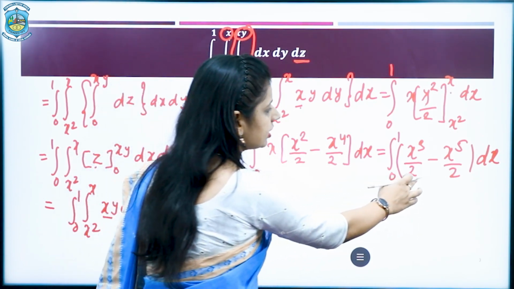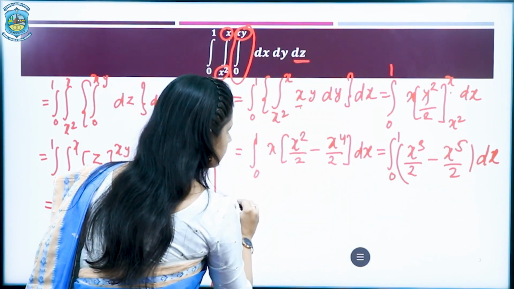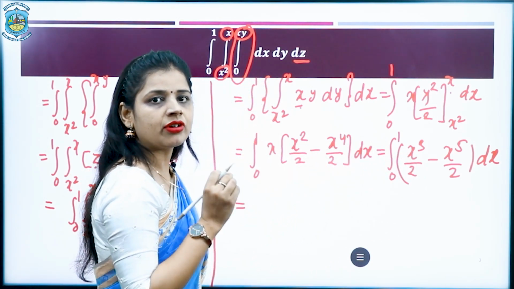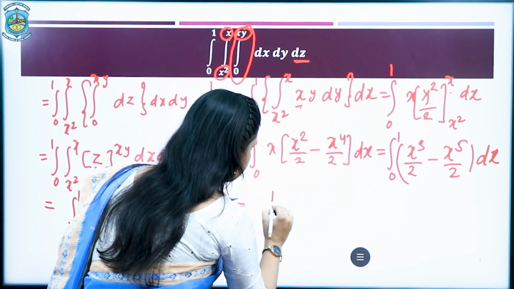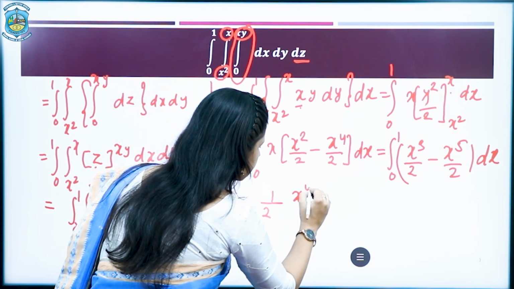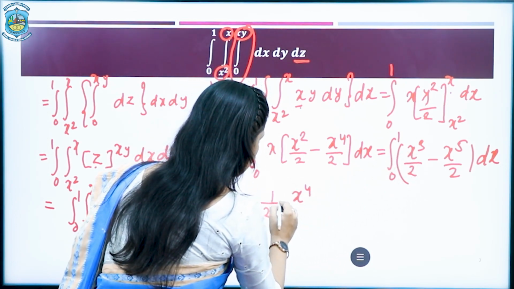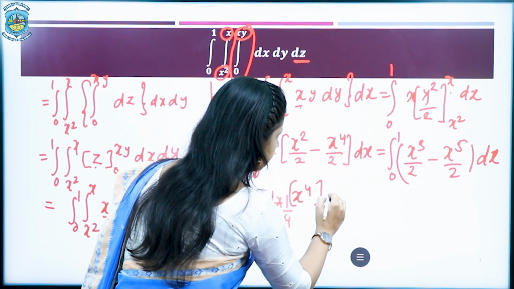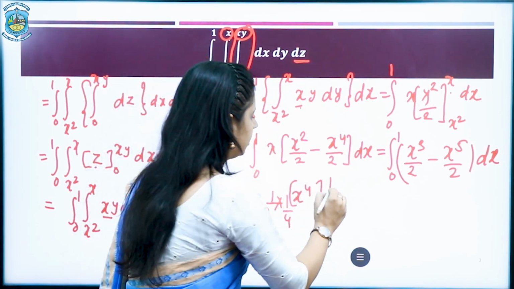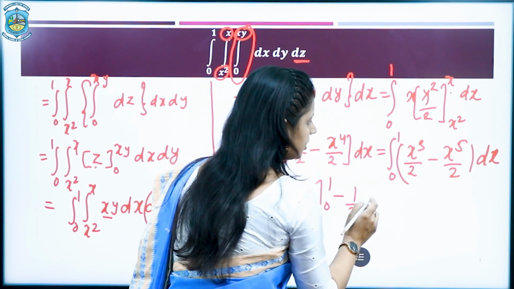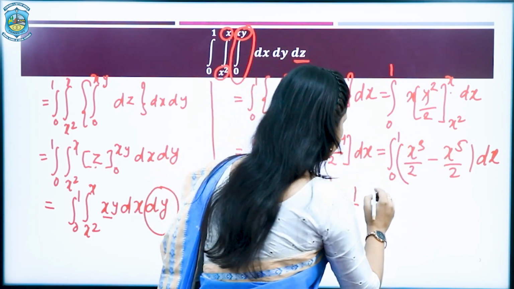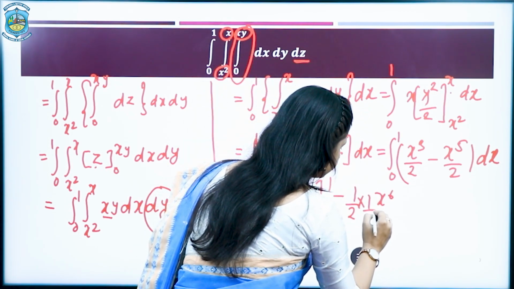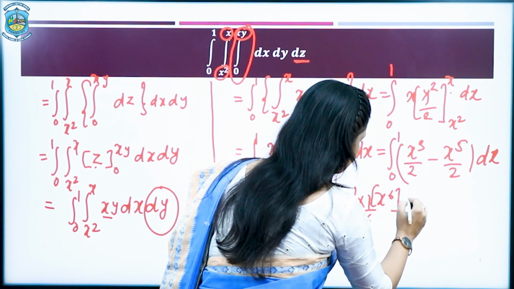Now, we will integrate this quantity with respect to x. Integration of x cube is x to the power 4 by 4. So, here we will get 1 by 2, integration of x cube is x to the power 4 by 4, and the limits are 0 to 1. Likewise, 1 by 2 as it is, integration of x to the power 5 is x to the power 6 upon 6, limits are 0 to 1.